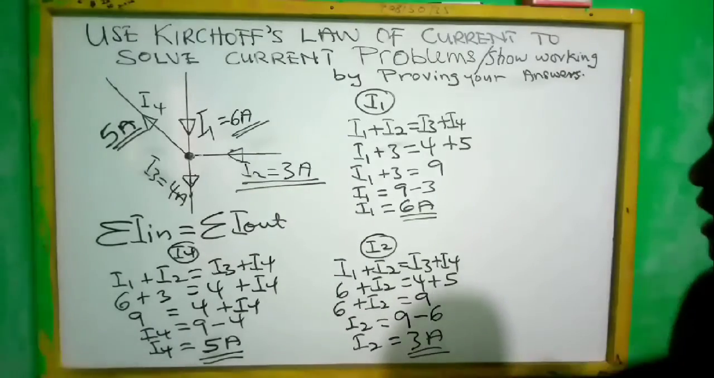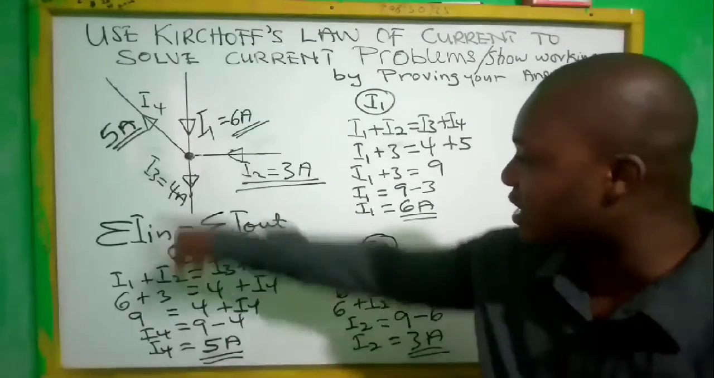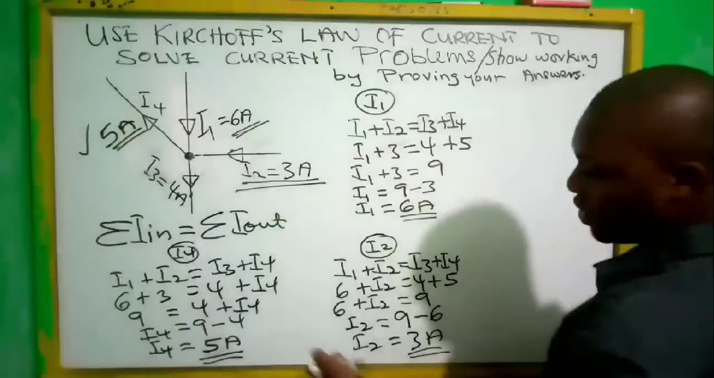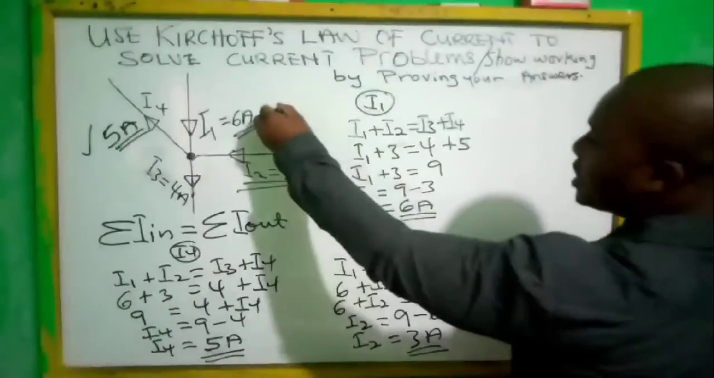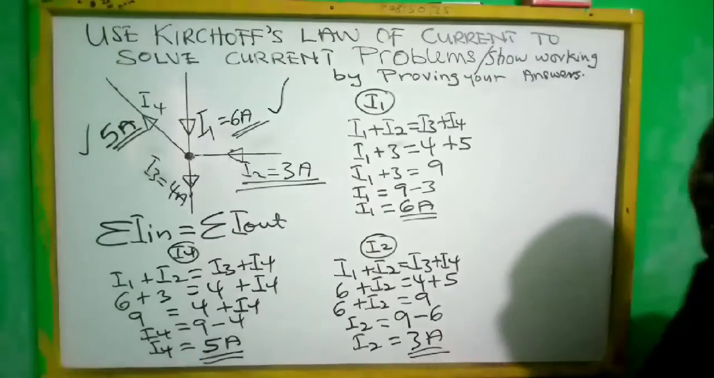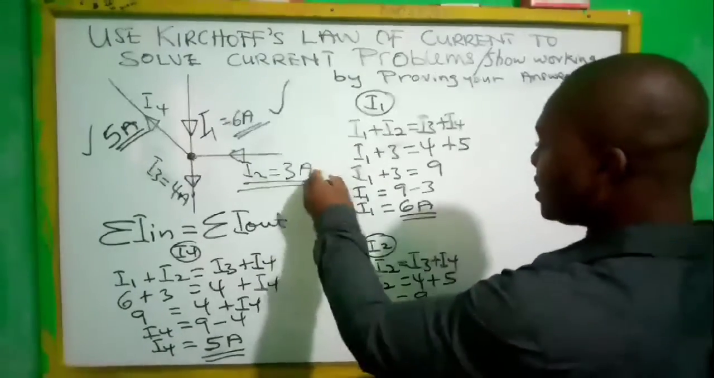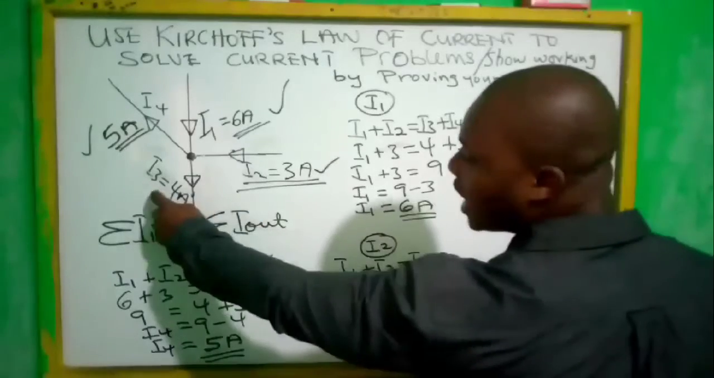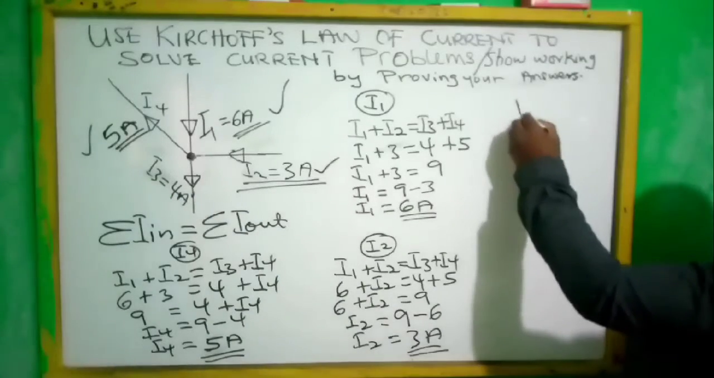So now we got I4, which is this. We got I1, which is this. We got I2, which is this, by proving or showing working. Now we are looking for I3.